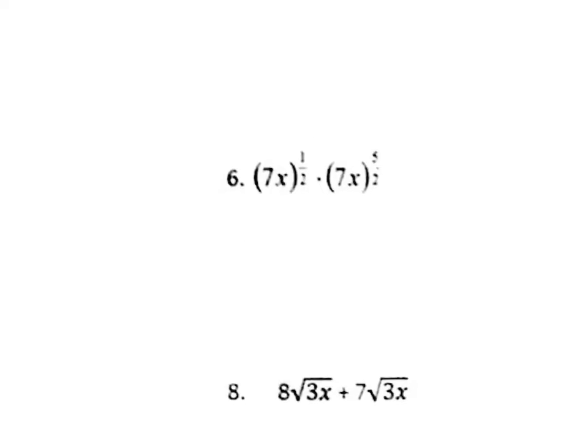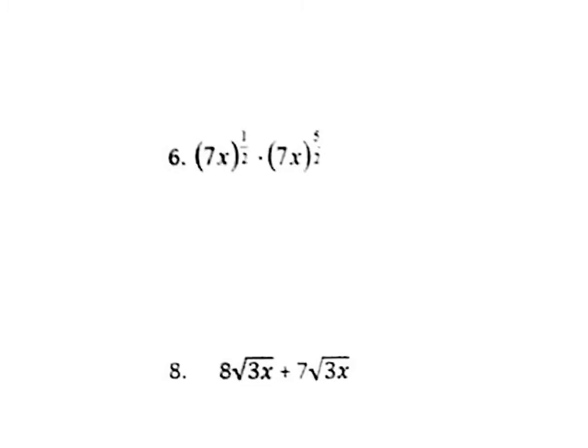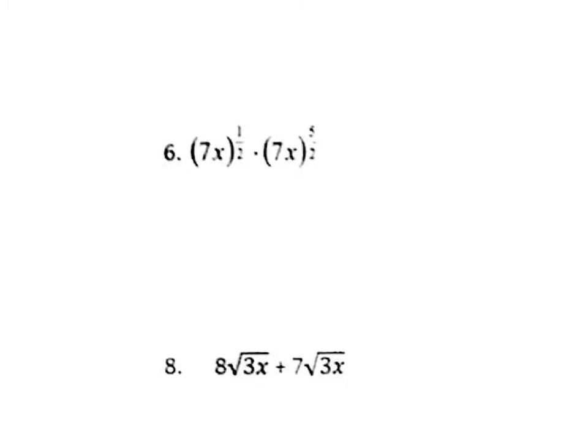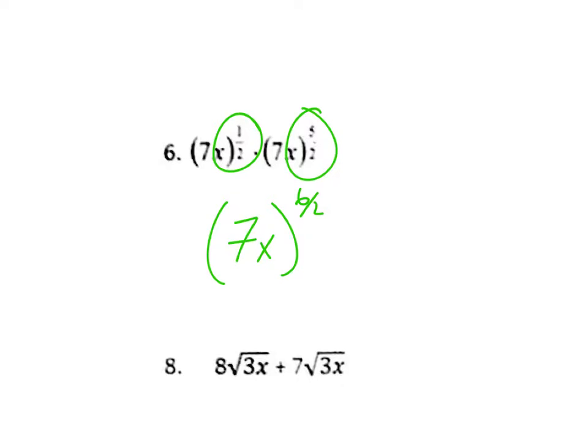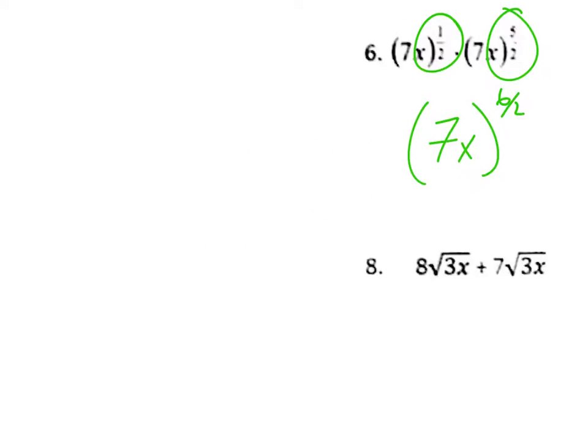Next one, let's go down to number 6. If you remember your rules, if you have an exponent and we're multiplying by another exponent, we're going to end up adding them. So think about 1/2 plus 5/2. We're going to end up with 7x to the 6/2, and you need to go simplify that from there.